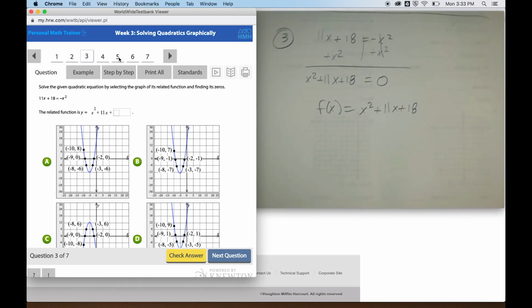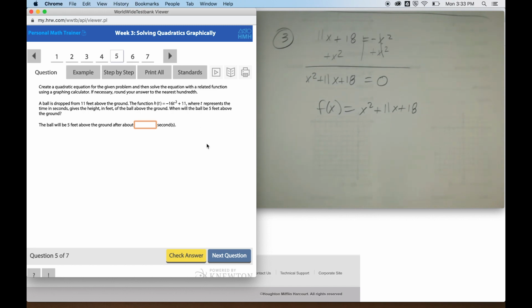Let's also do a word problem. So let's take a look at number 5. It says to create a quadratic equation for the given problem and then solve the equation with a related function using a graphing calculator. We're going to be using Desmos. You don't need a graphing calculator. If necessary, round your answer to the nearest hundredth. So it says a ball is dropped 11 feet above the ground. The function h of t equals negative 16t squared plus 11, where t represents the time in seconds, gives the height in feet of the ball above the ground. When will the ball be 5 feet above the ground?